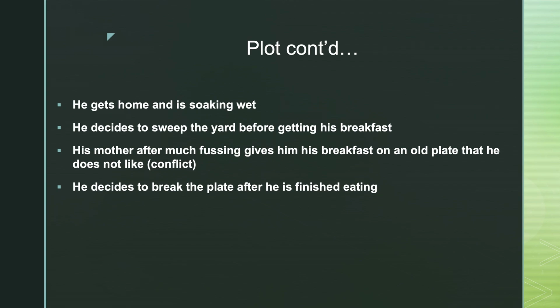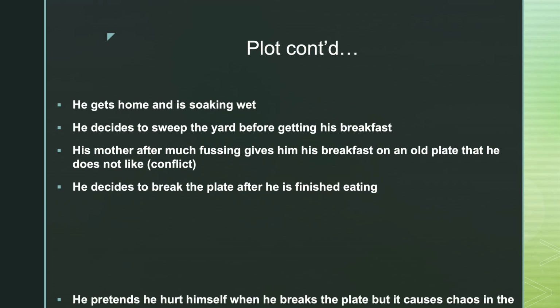I want you to remember, every time you see a conflict point, you have to think to yourself, what is going to happen based on this conflict? So he decides that he's going to break the plate.